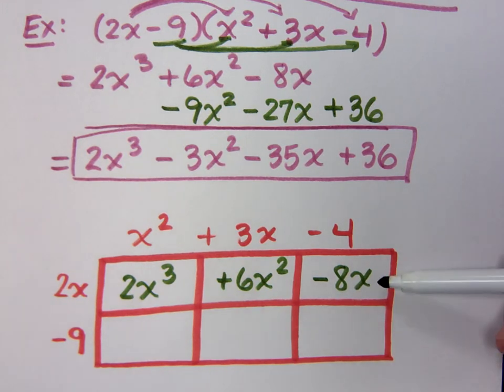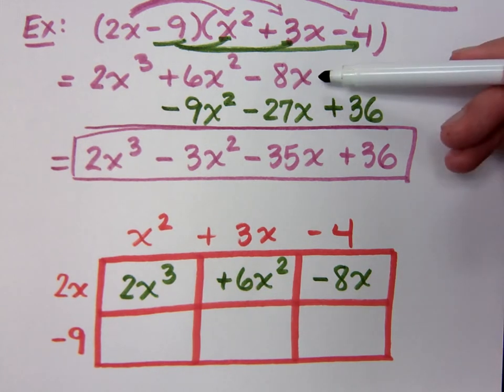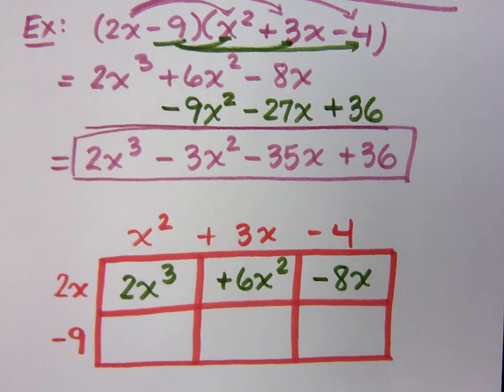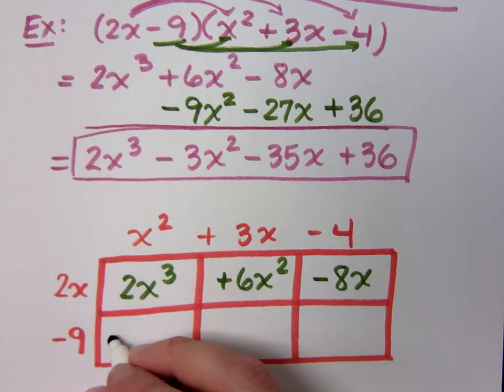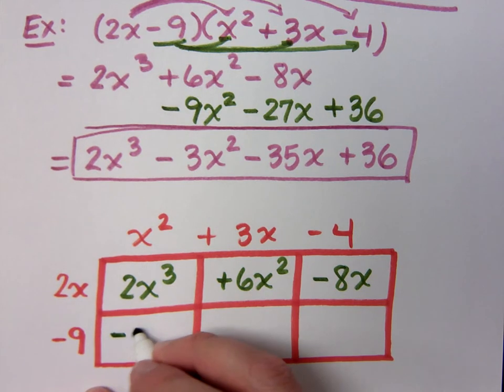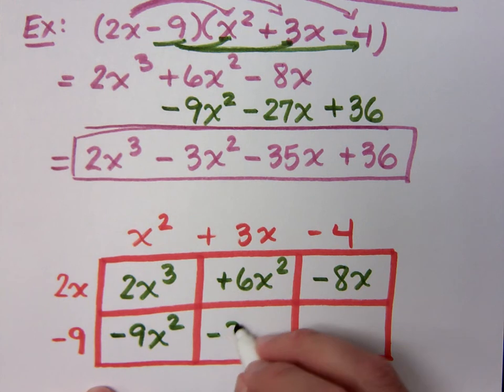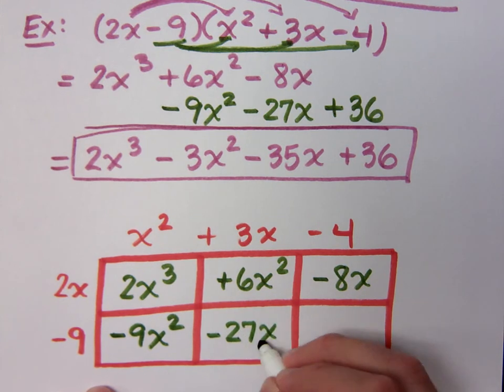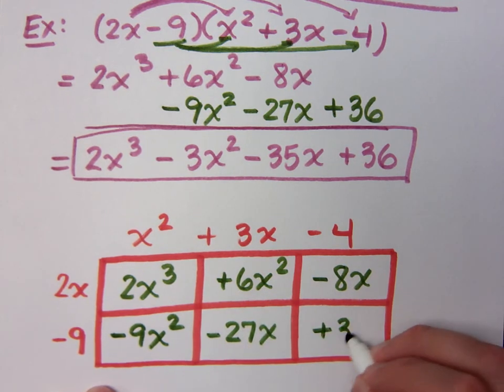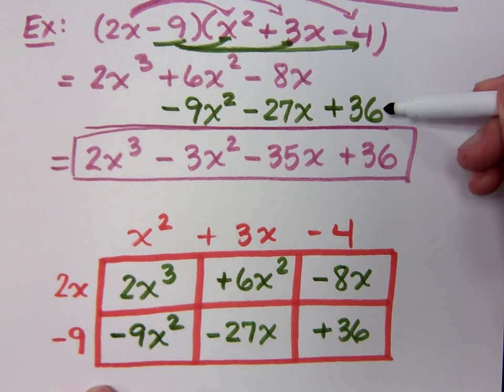Does that look really familiar? Have I seen this line anywhere else? Yeah. Didn't I see it right here? It's the exact same thing. Keep going. What's down here? Minus 9x squared. Minus 27x and plus 36. It was the same line we had here, right?